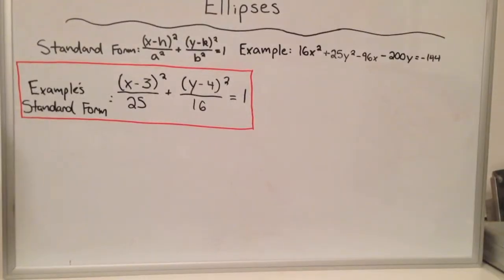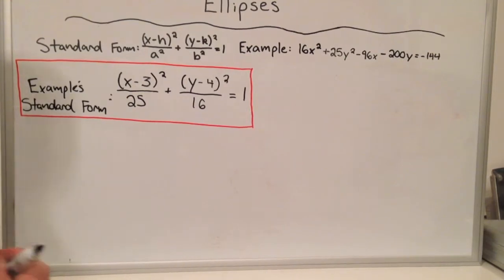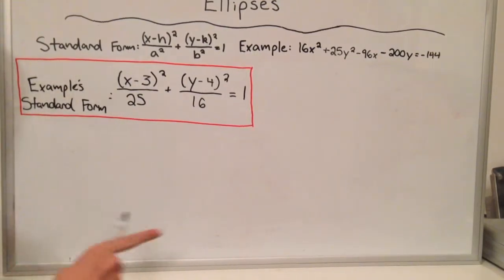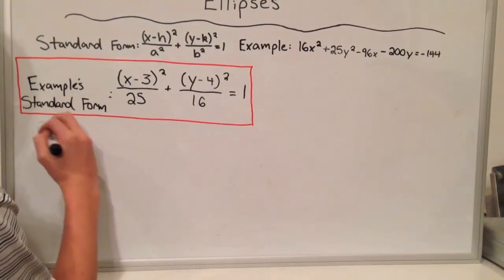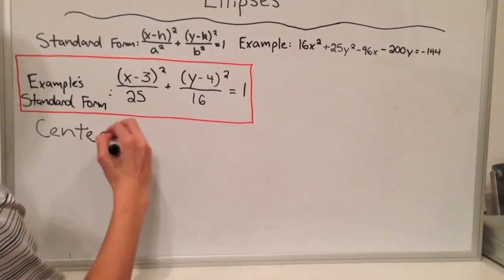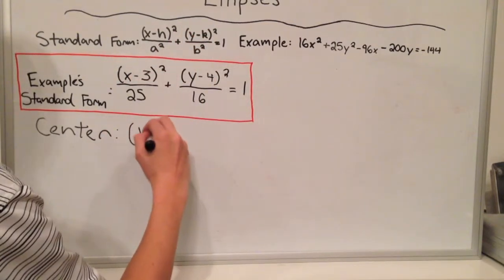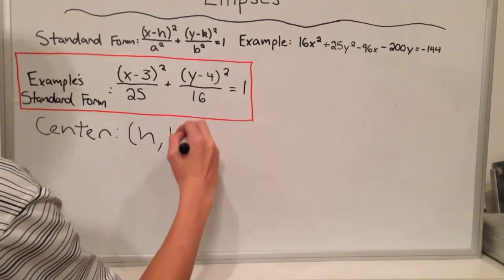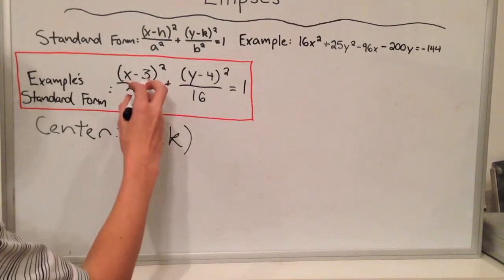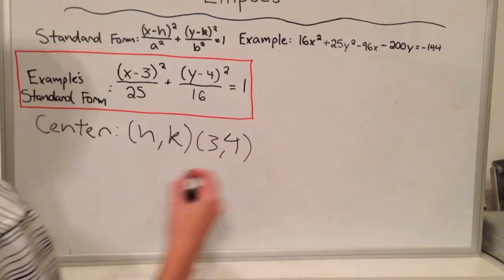Now that we know the example standard form, we can find the center, foci, and vertices of the ellipse. To find the center, you use h, k, which is 3 and 4. So the center is at 3, 4.